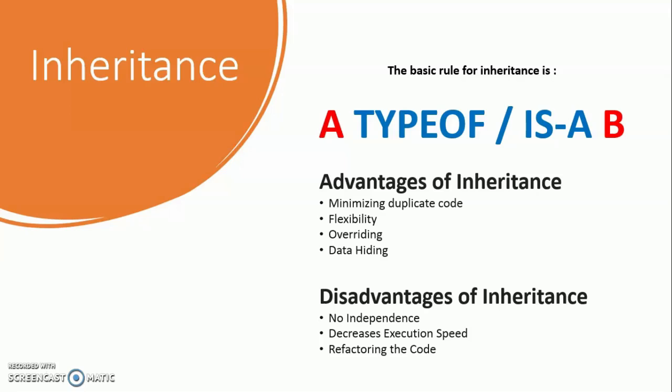Okay, so this is about the rule that you need to remember when you're talking about inheritance. Now there are some advantages and disadvantages of inheritance that we'll be talking about. Like it minimizes duplicate code. As I said, if there are some functionalities which are there in the parent and also in the child class, it can be written in the parent and used in the child. So that will minimize your duplicate code.